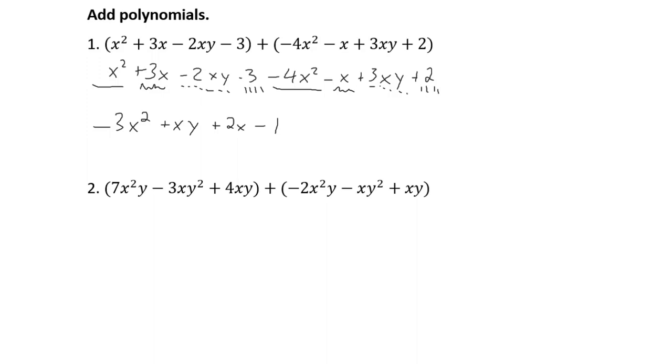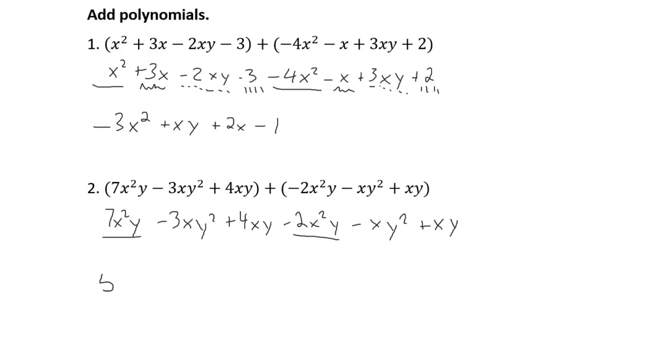Let's do it again. In this example, we're going to take them out of the parentheses. We get 7x squared y minus 3xy squared plus 4xy. Pull this one out of the parentheses. We get negative 2x squared y minus xy squared plus xy. And then I'm going to look at my like terms. X squared y. 7 minus 2 gives me 5x squared y.